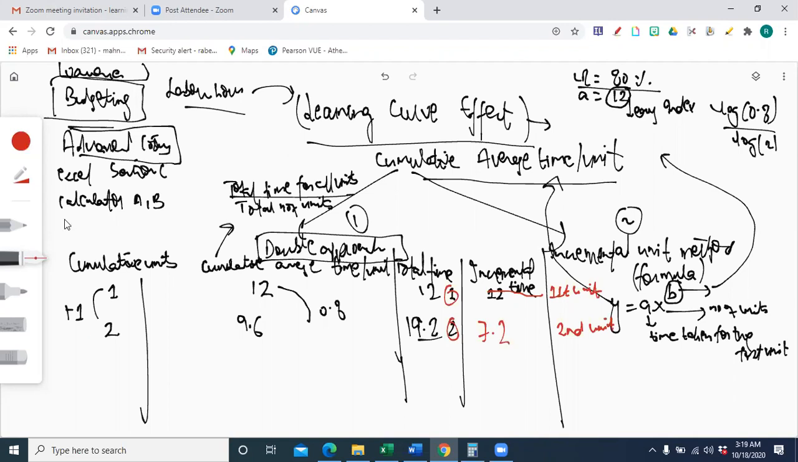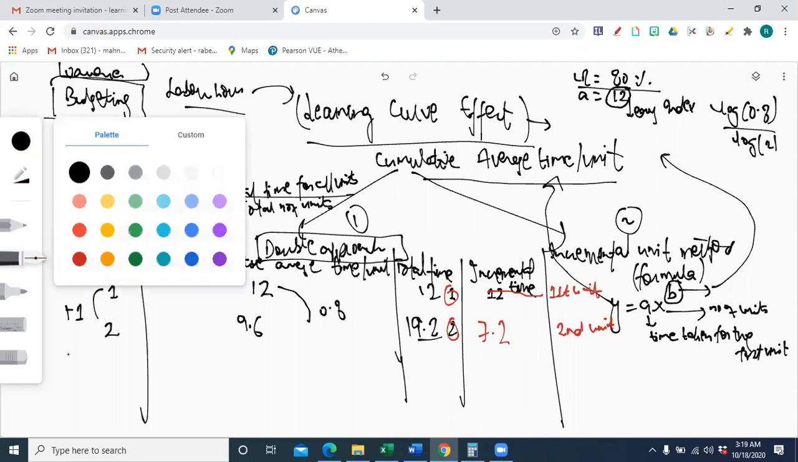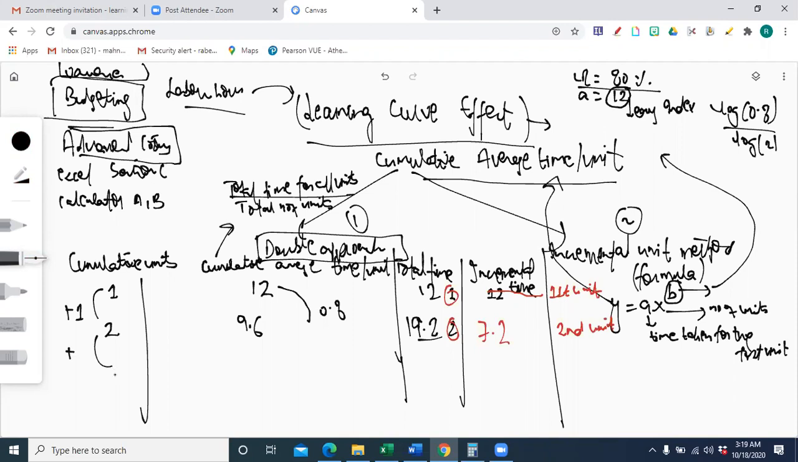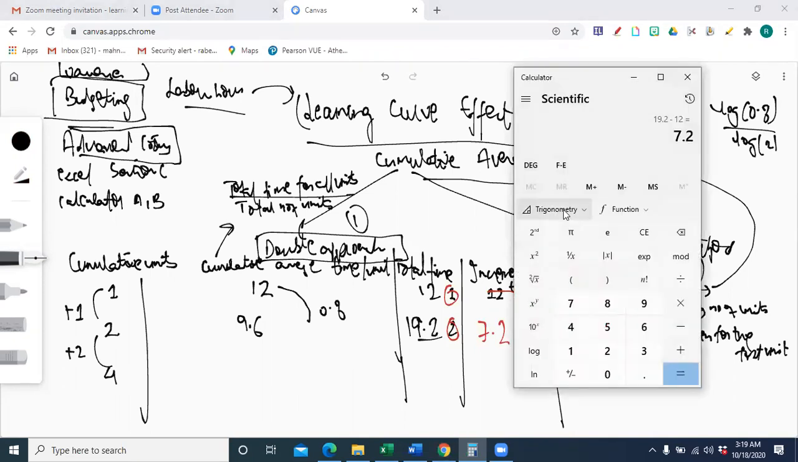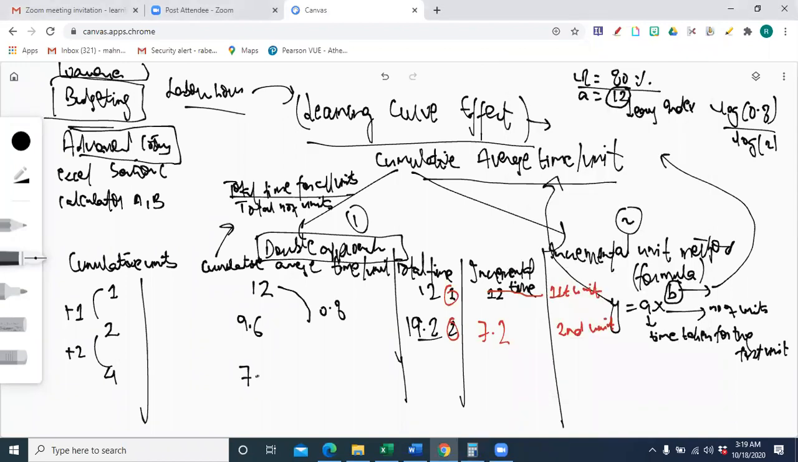Here I move on again, and now output doubles again. 2 plus 2, now the cumulative production is 4, right? Now, the previous average was 9.6. To this average, again apply the rate as per the double approach, which is basically 0.8. You're going to get the cumulative time for the fourth unit, which is going to be 7.68, right?